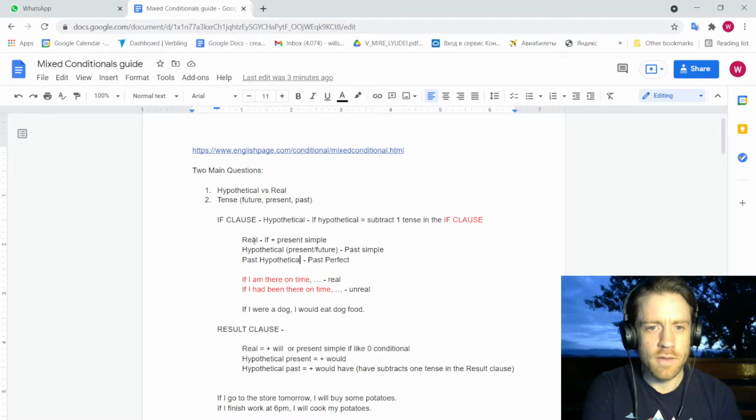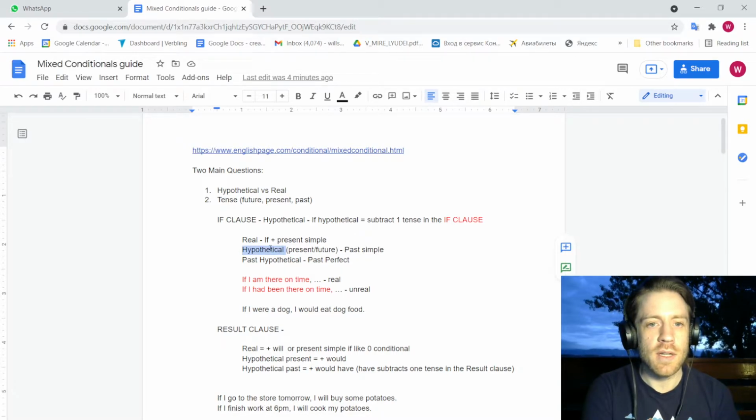So, if in the real, so if plus present simple is going to look like first conditional. You're going to see this in an example down here actually where it says, if I go to the store tomorrow. Nothing crazy, this is probably something you've done lots of times.